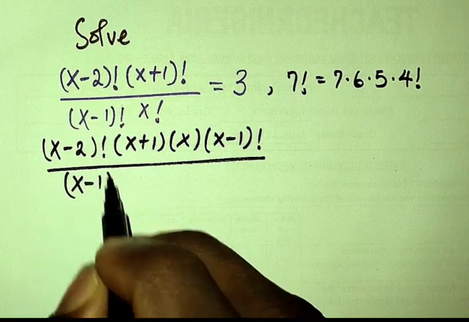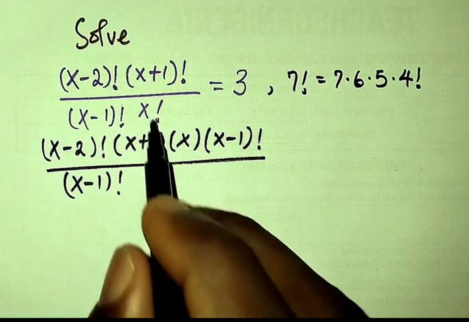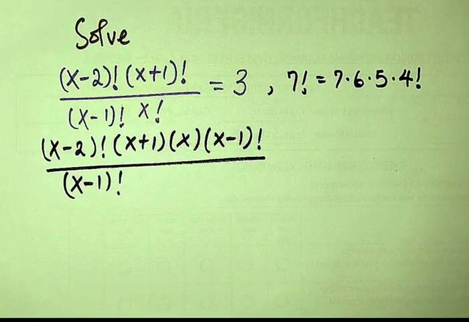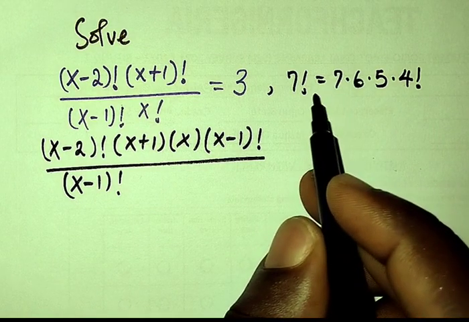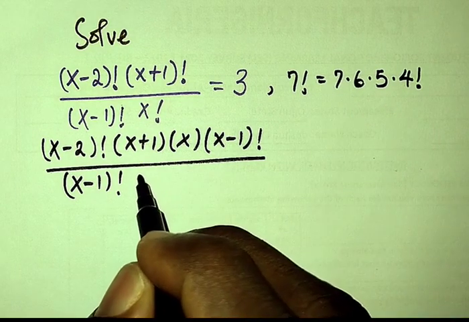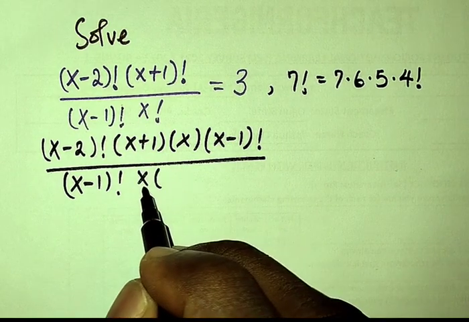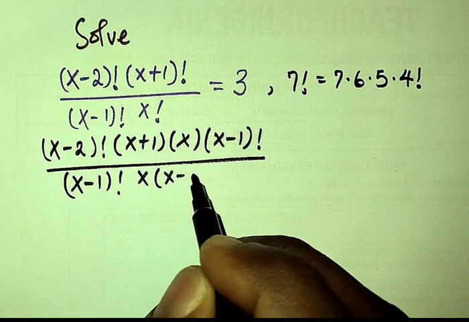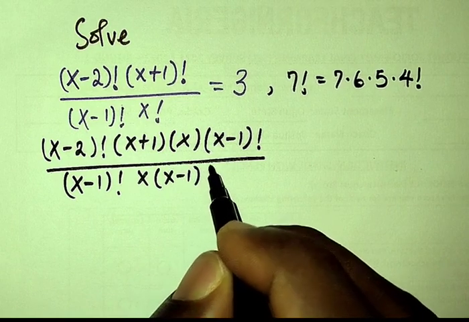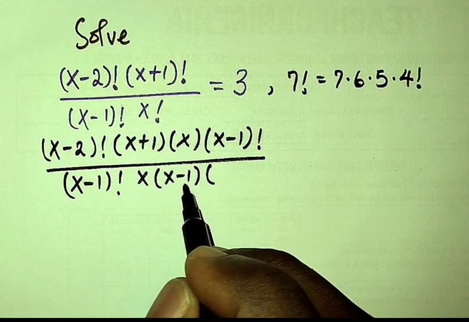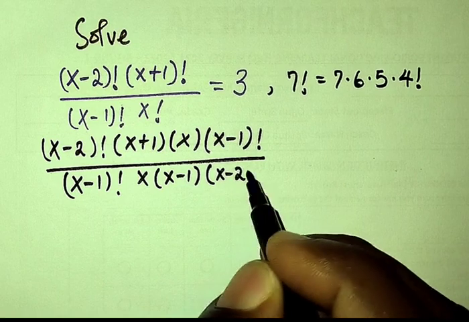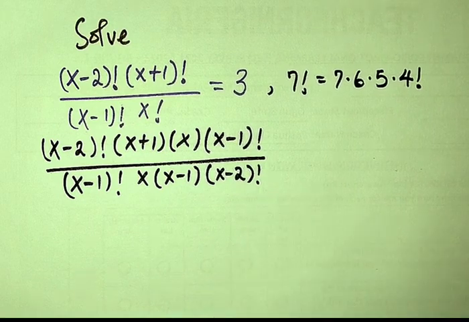So now let's look at this x factorial. This x factorial can also do the same. That is, we are going to be having x, then we remove 1 from x, we are going to be having x minus 1. Then the next one is remove 1 from x minus 1, we are going to be having x minus 2, and we want to stop there. So therefore we have the factorial here. Then equals to 3.